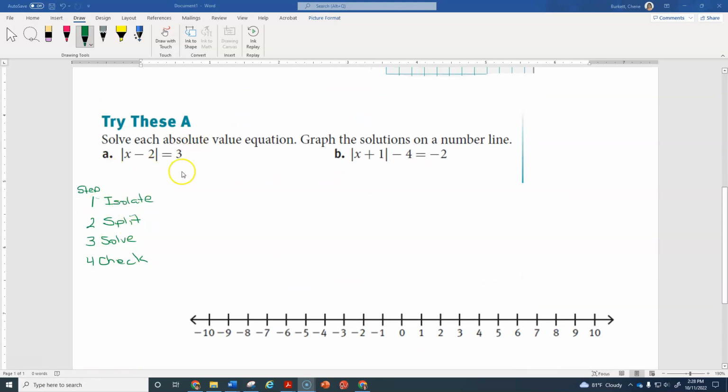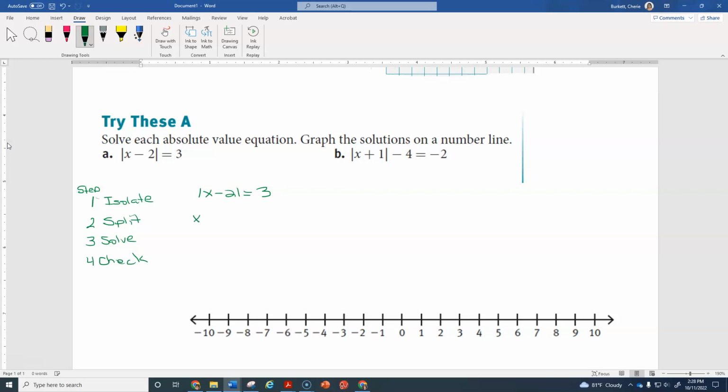So step number 1 says isolate the absolute value bars. Well, in this problem, the absolute value bars are isolated. So I don't actually have to do anything, but I am going to rewrite the problem. Step number 2 is split. When I split this problem, I remove the absolute value bars. That's the purpose of splitting it, so I can write this without the absolute value bars.